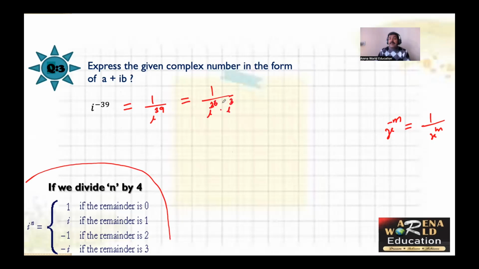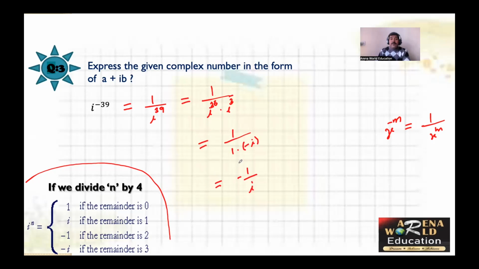Why 36 and 3? Because 36 is a multiple of 4, right? So now iota raised to power 36: if 36 is divided by 4, the remainder is 0. It means this part, iota raised to power 36, will be 1 only. And iota raised to power 3, the remainder will be 3. It is not divisible by 4. So if the remainder is 3, it will be minus iota, right? So this will be minus 1 upon iota.